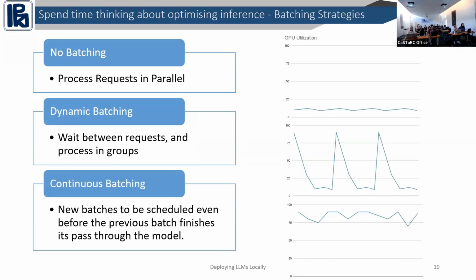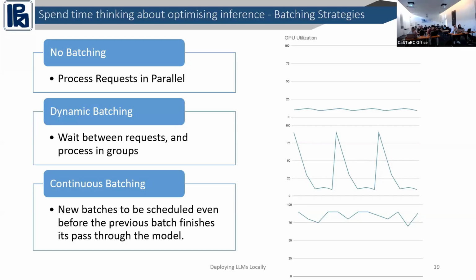Then you also need to think about optimizing inference. So how you can batch the many requests together. You need some sort of strategy. Your strategy might be that you have no batching at all, and then you process the requests as they come in. This will give you some steady utilization of the GPU, but you won't be able to fully utilize the full power of the GPU.